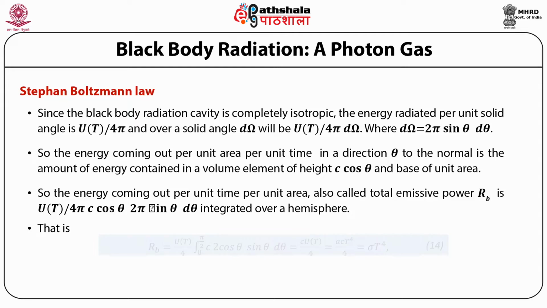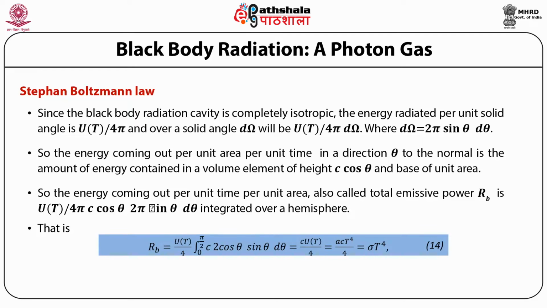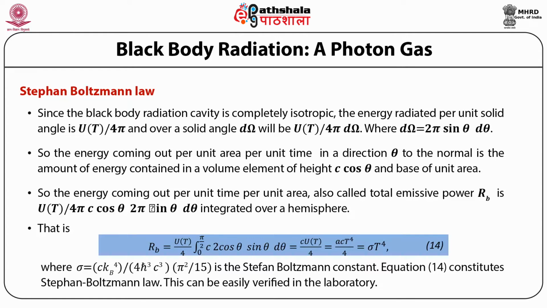That is, Rb is equal to ut upon 4 integral from 0 to pi by 2 c 2 cos of theta sine of theta d theta is equal to c u as a function of t divided by 4 is equal to a c t raised to power 4 divided by 4 is equal to sigma t power 4, where sigma is equal to c kb power 4 upon 4 h bar cube c cube into pi square upon 15 is the Stephan-Boltzmann constant. Equation 14 constitutes Stephan-Boltzmann law. This can be easily verified in the laboratory.